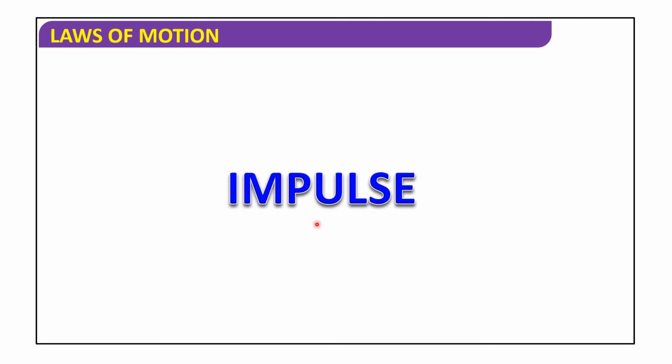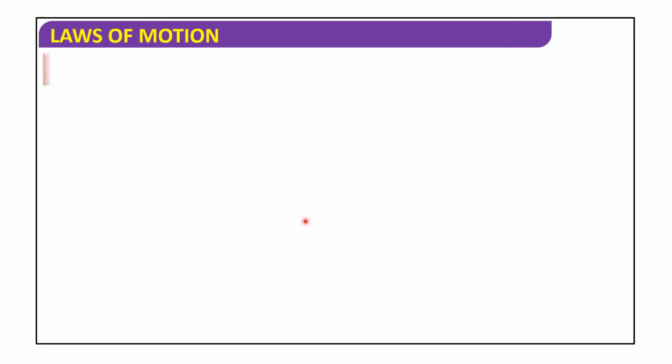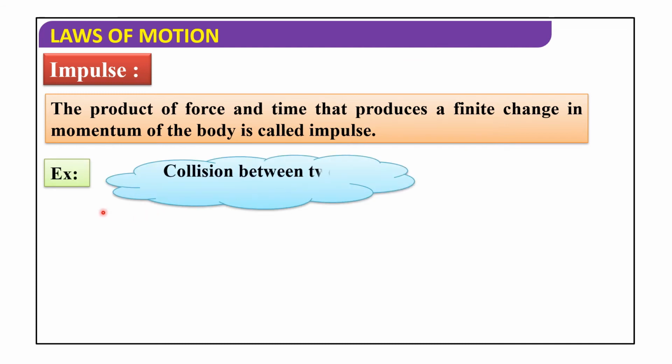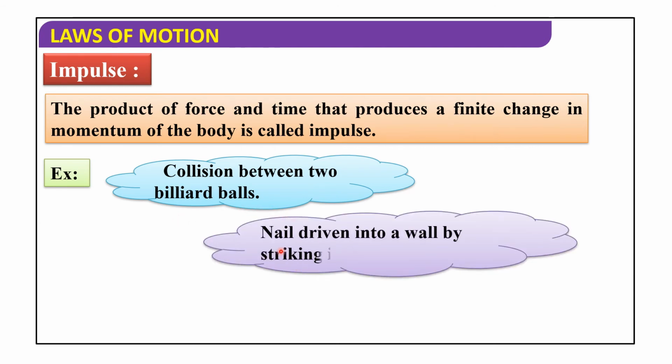Now let us discuss impulse. Impulse: the product of force and time that produces a finite change in momentum of the body is called impulse. So impulse is defined as the product of force and time. Now let us discuss an example: collision between two billiard balls, or a nail driven into a wall by striking it with a hammer.